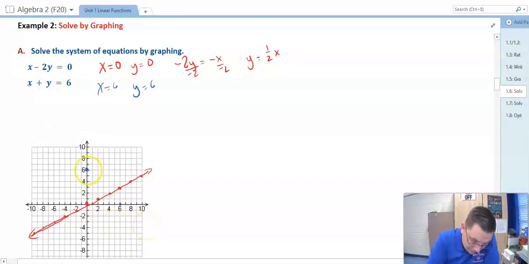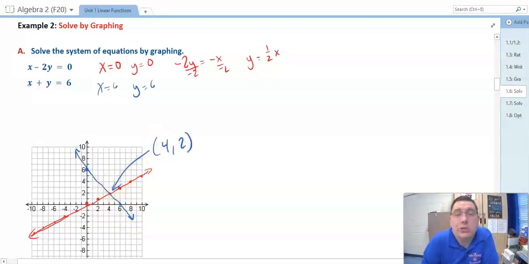But we're going to see what happens here is that these two lines are going to come down like this and come through and through and through to there. And so we're going to see that we have a nice intersection here. Where do these two lines meet? They meet at the ordered pair 4, 2.